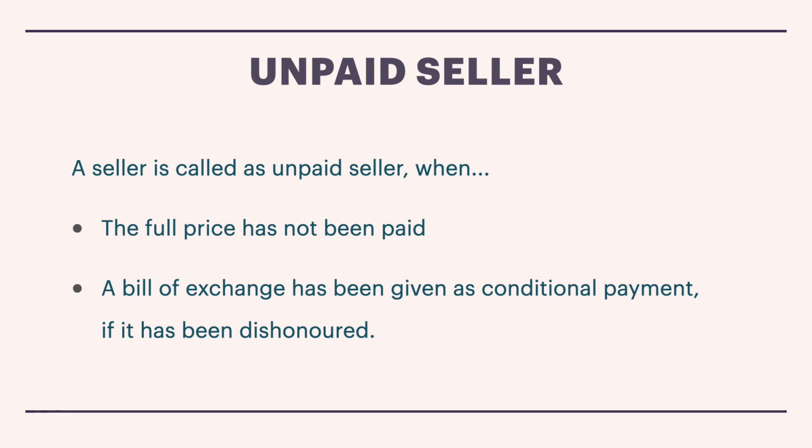The second circumstance is when the sale is happening not on cash basis but on credit basis. So you take the goods now, but you promise to pay after 3 months. What is the guarantee? We have a bill of exchange as the legal document. So when that bill of exchange is presented at the bank, if the bill gets dishonored, then in such a case the seller is called an unpaid seller.